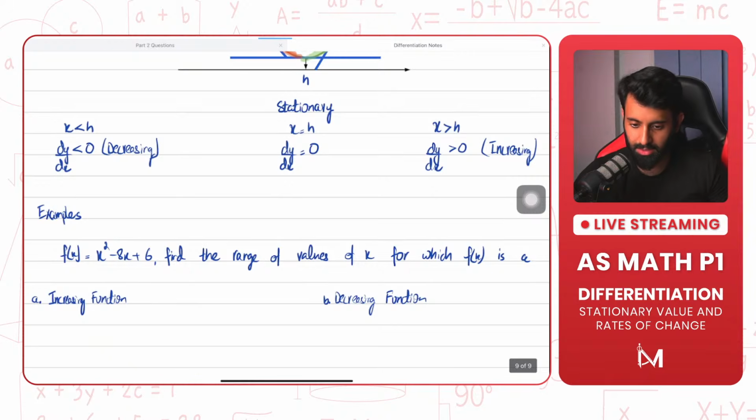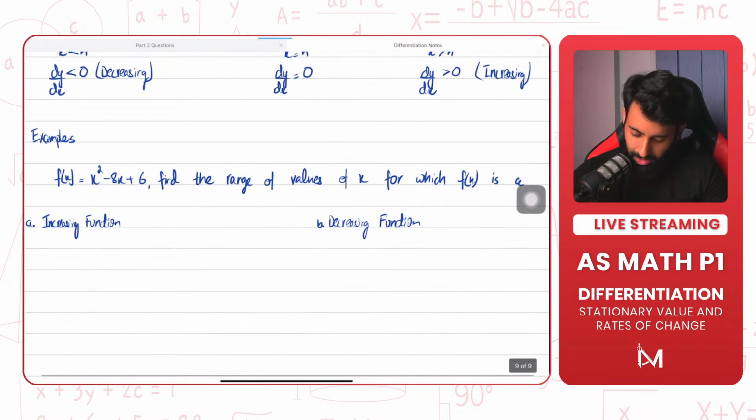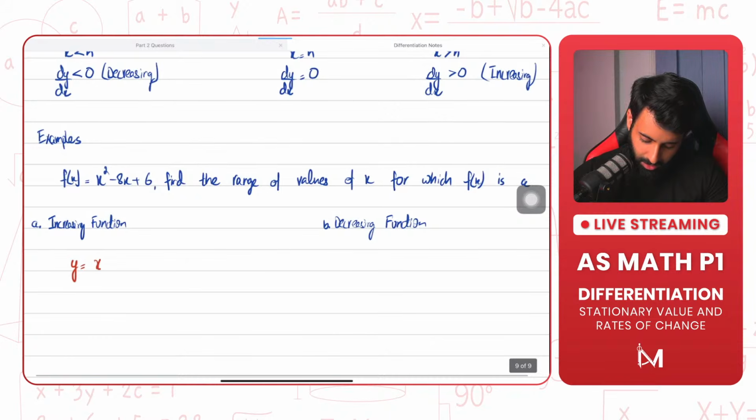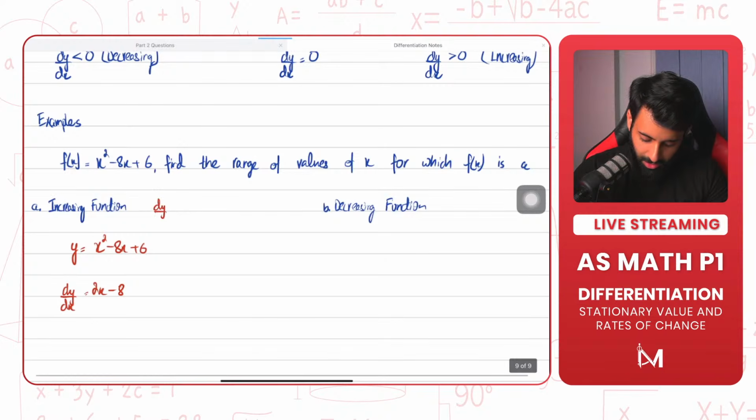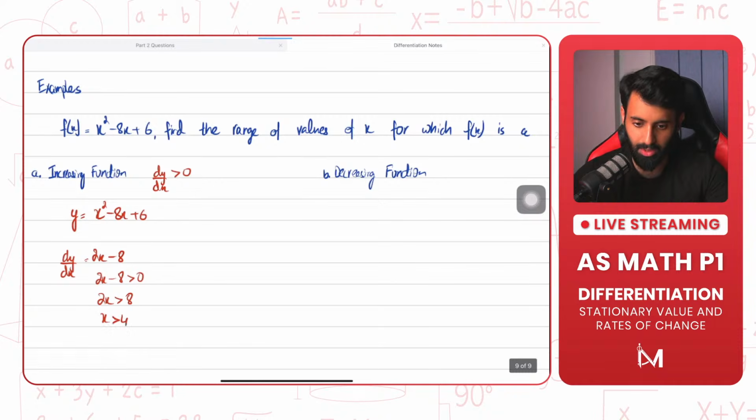Okay, so let's say these are the two parts. Now, this is a fairly easy question. For an increasing function, remember dy by dx will be greater than 0, so that's what we're going to do. So f of x is like y, so y is equal to x square minus 8x plus 6, which means that dy by dx is going to be equal to 2x minus 8. For an increasing function, remember we set dy by dx to be greater than 0, so that means 2x minus 8 is greater than 0, which means 2x is greater than 8, which means x is greater than 4. Okay, this is what we do for an increasing function.